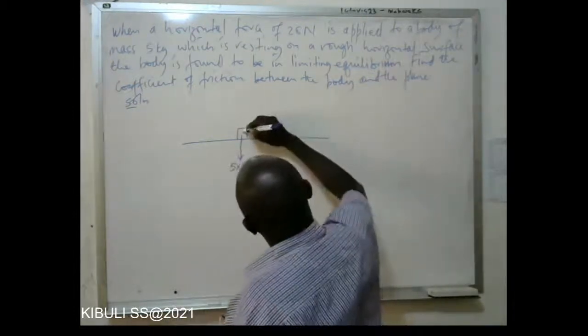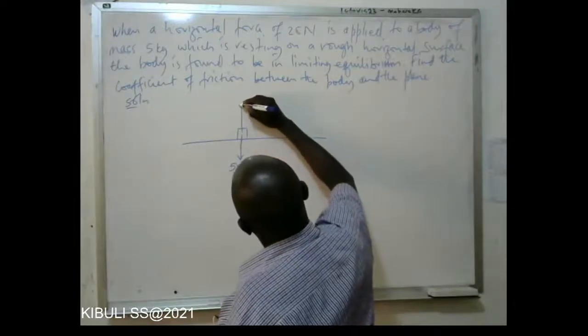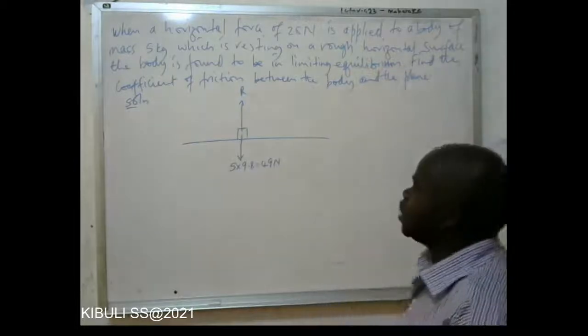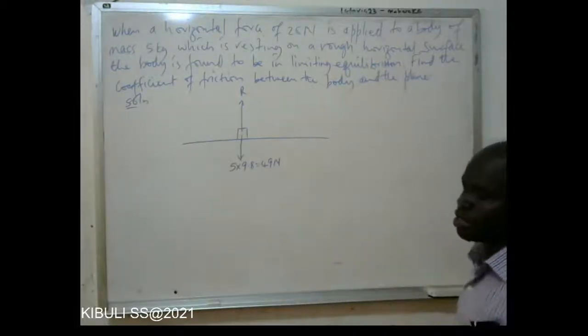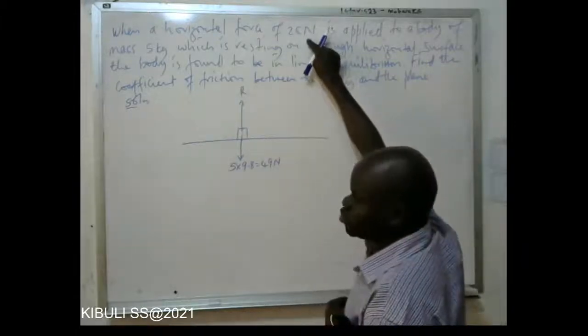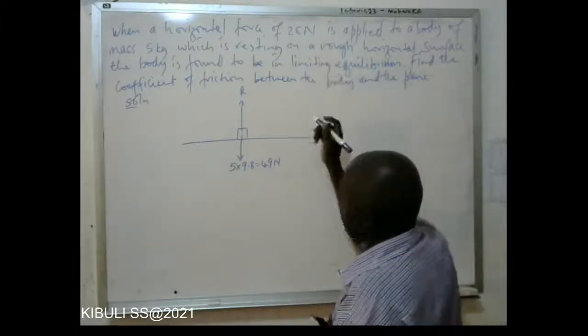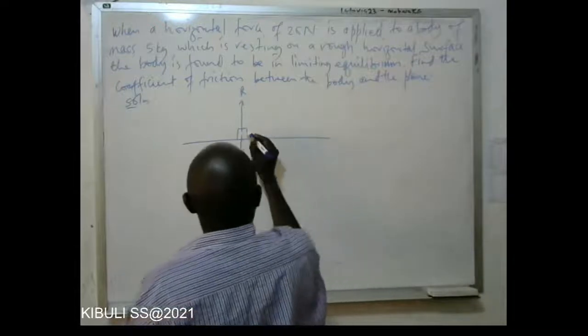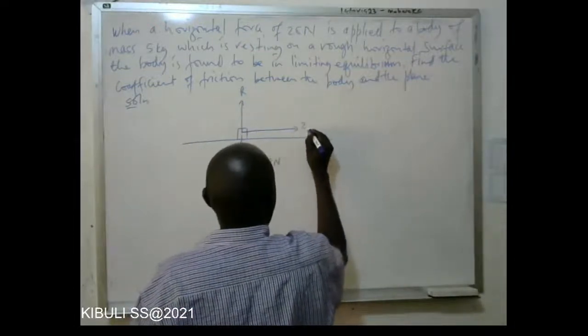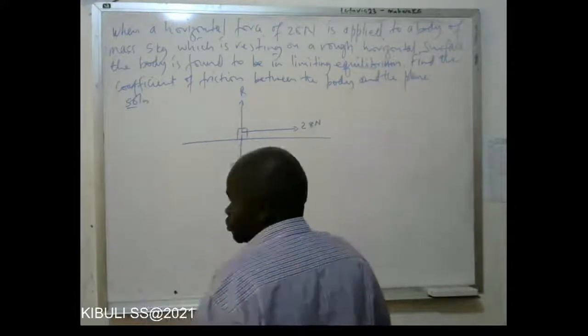The normal reaction will be acting vertically upwards. So this is the normal reaction. The force which is acting on the body, according to the question, is horizontal and it is of magnitude 28 newtons. So let's say this is the force acting on the body. It is horizontal and it is of magnitude 28 newtons.